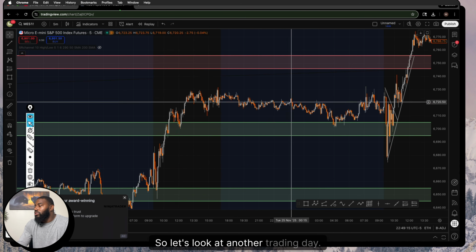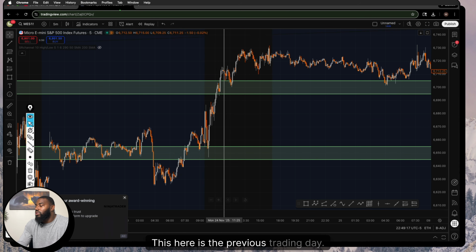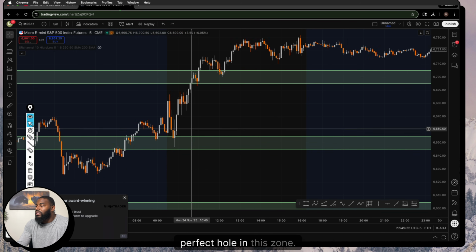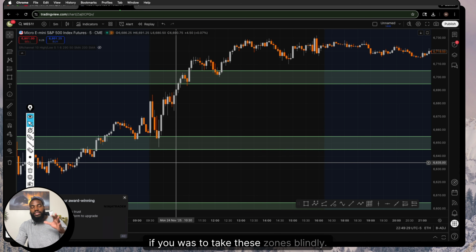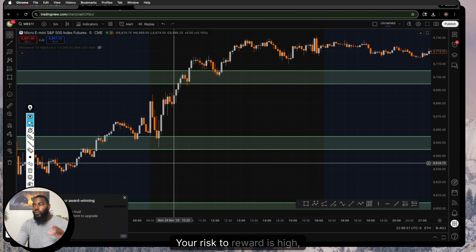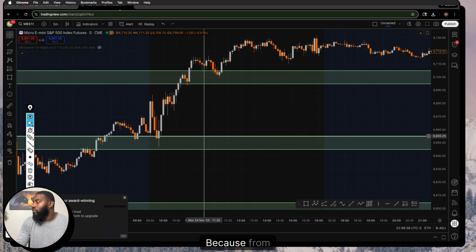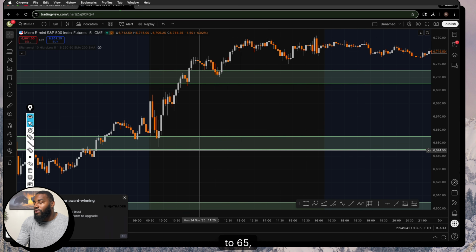So let's look at another trading day. This here is the previous trading day. The previous trading day gave you a perfect hold in a zone. If you were to take these zones blindly, your risk to reward is high, right? So you have a risk, say, of 10 points, because from 65.55 to 65.45 is 10 points. On an ES, that's $500. On an MES, it's $50.